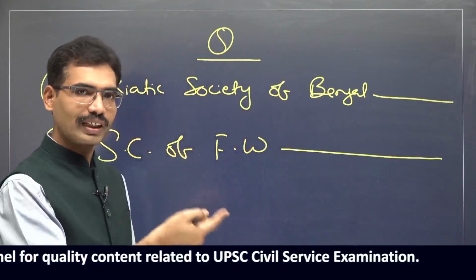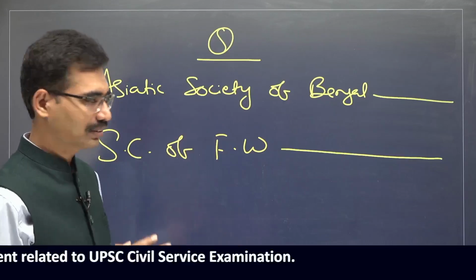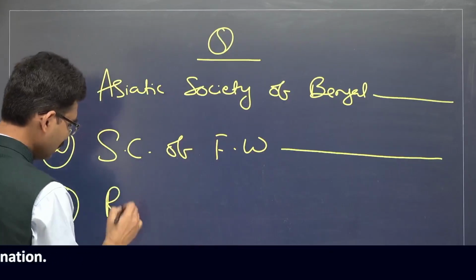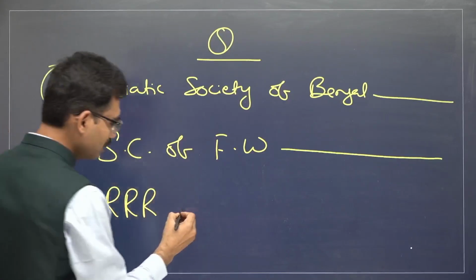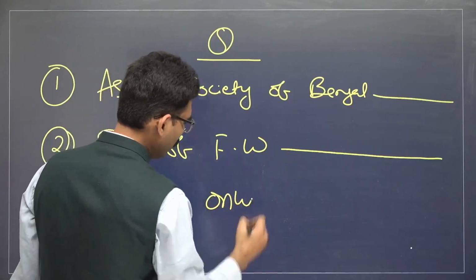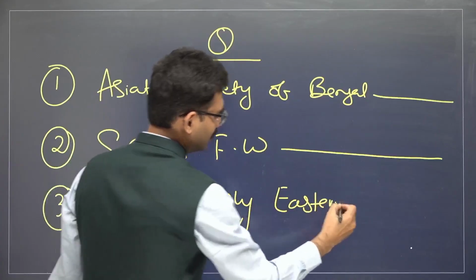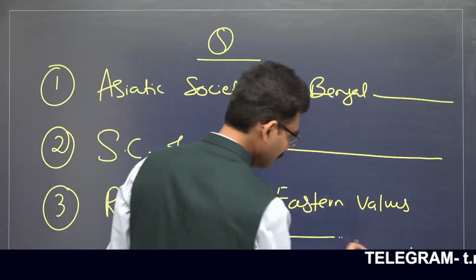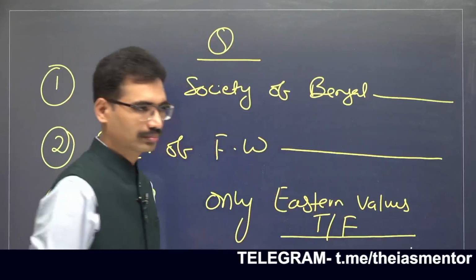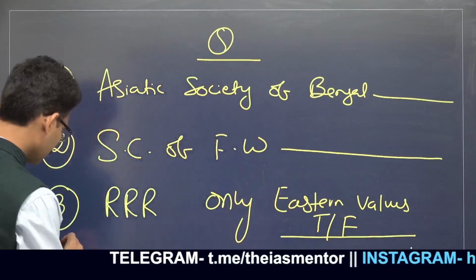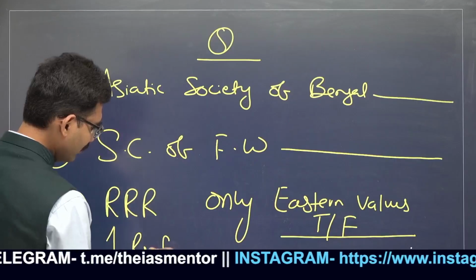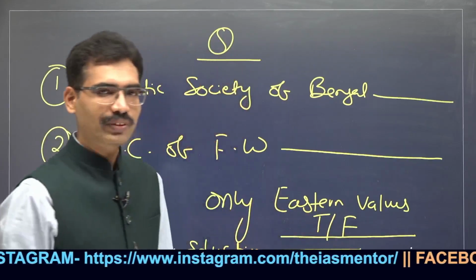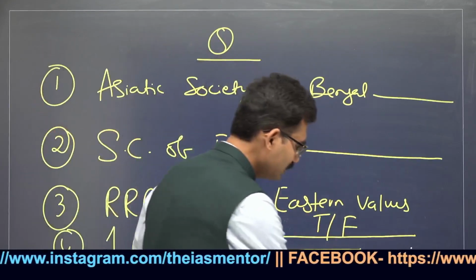Now, this question you are going to connect with the previous class also. I am giving the context-wise. Third one: Raja Ram Mohan Rai was appreciating only Eastern values and criticized Western values completely. True or false? Fourth one: 1 lakh rupees for education in principle was approved in which charter act?